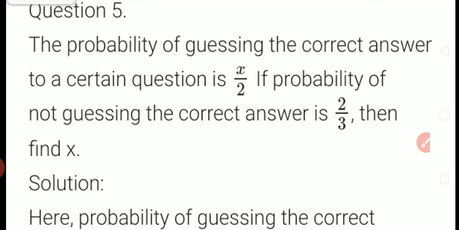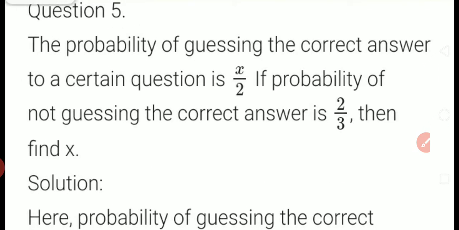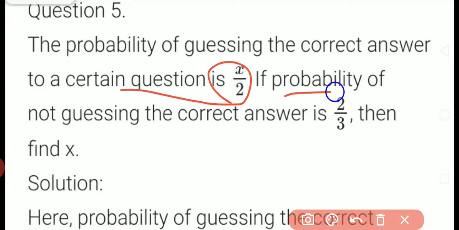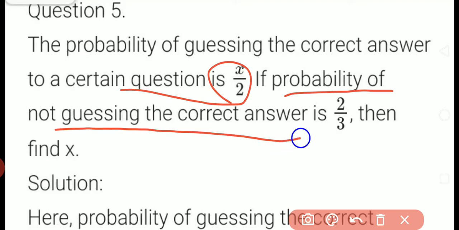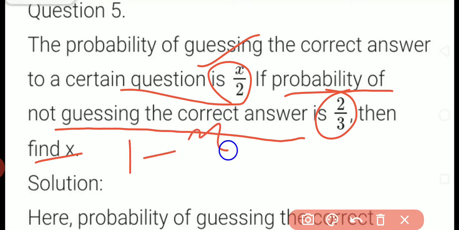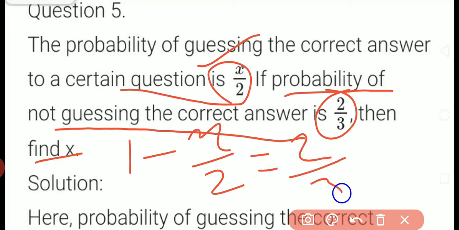The probability of guessing the correct answer of a certain question is x by 2, and the probability of not guessing the correct answer is 2 by 3. Find the value of x. You know that if x by 2 is the probability of getting the answer correctly, then 1 minus x by 2 is the probability of getting the answer not correct. So this is what we have given, 2 by 3, right?